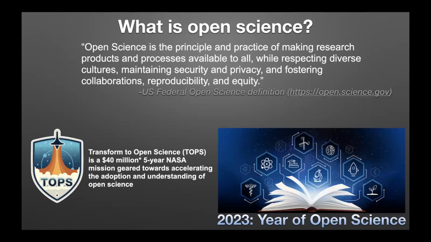It was the definition created for this year, which has been deemed the year of open science by the White House. There are 10 federal agencies, NASA included, that have put open science at the forefront this year. So that's pretty exciting. I'm just going to focus on the open science here of fostering collaborations and equity.